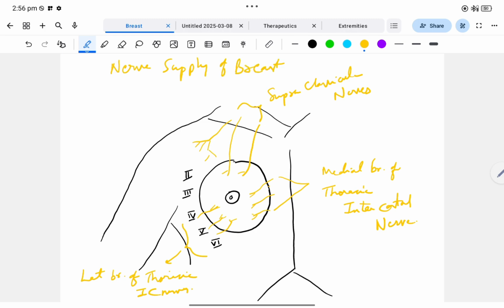So this was the nerve supply of the breast. One nerve comes from above the clavicle, so supraclavicular. One from the medial side, so medial branch of thoracic intercostal nerve, and one from the lateral branch, so lateral side, lateral branch of thoracic nerve. And the areas and the branches are from the 4th to 6th intercostal area.